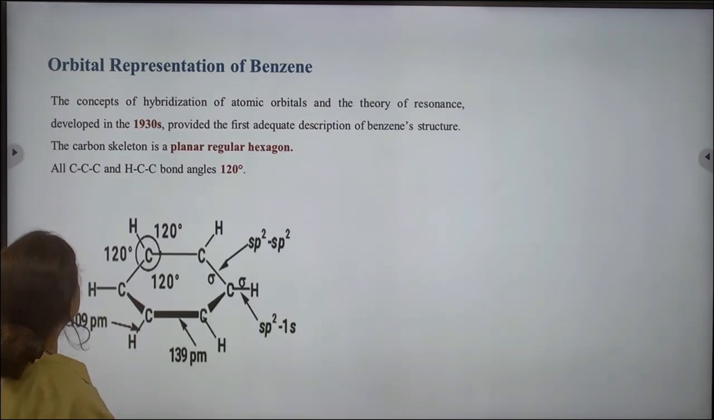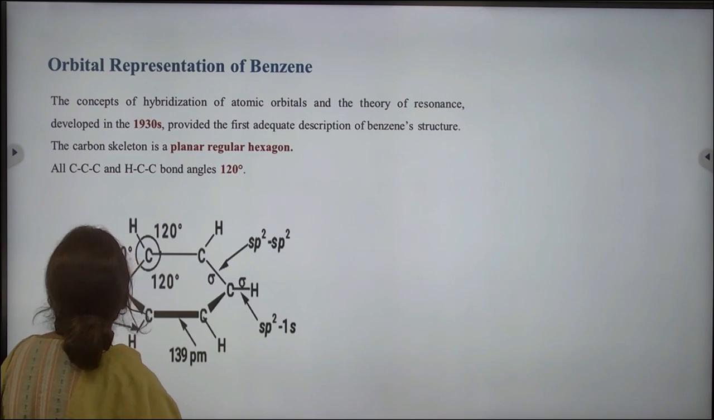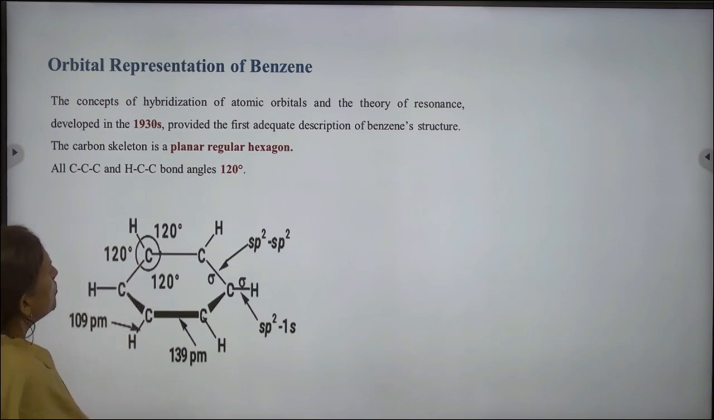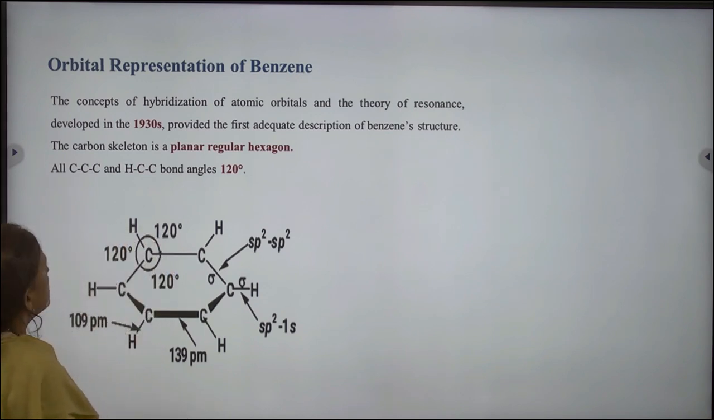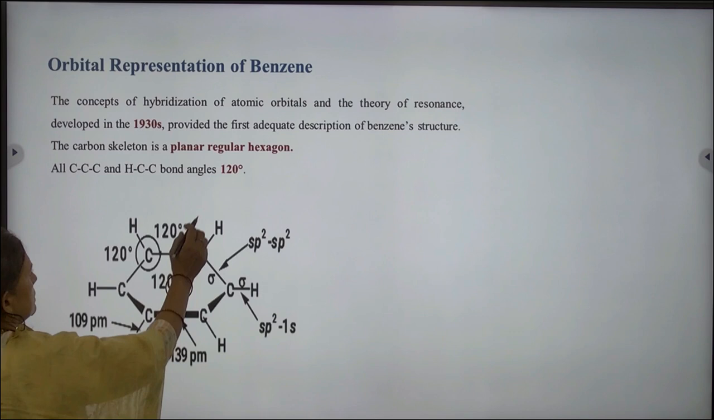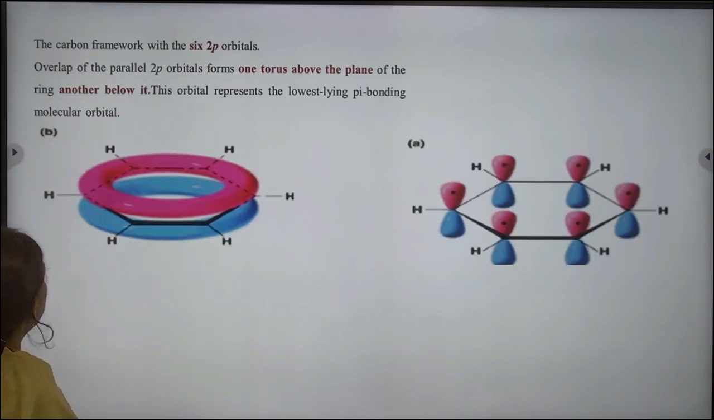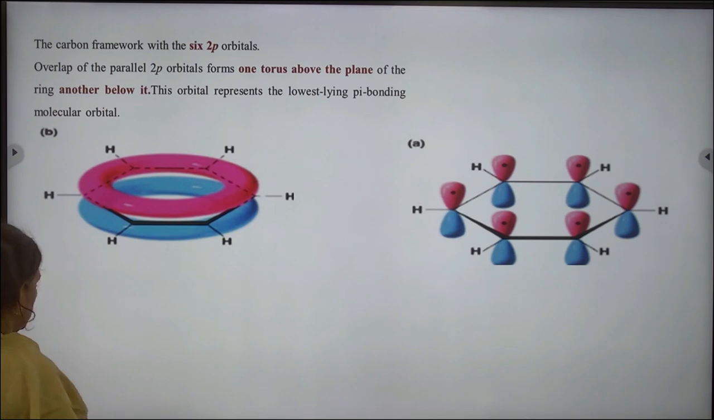Orbital representation of benzene. The concept of hybridization of atomic orbitals and the theory of resonance, developed in the 1930s, provided the first adequate description of benzene's structure. The carbon skeleton is a planar regular hexagon. All bond angles are 120 degrees. The carbon framework with the six 2p orbitals overlap of the parallel 2p orbitals forms one torus above the plane of the ring, another below it. This orbital represents the lowest lying pi bonding molecular orbital. Thank you.